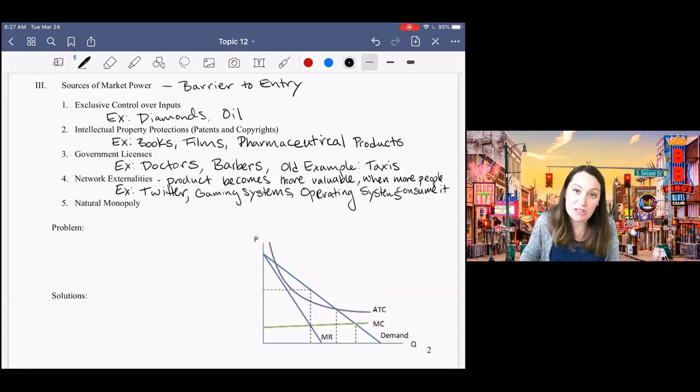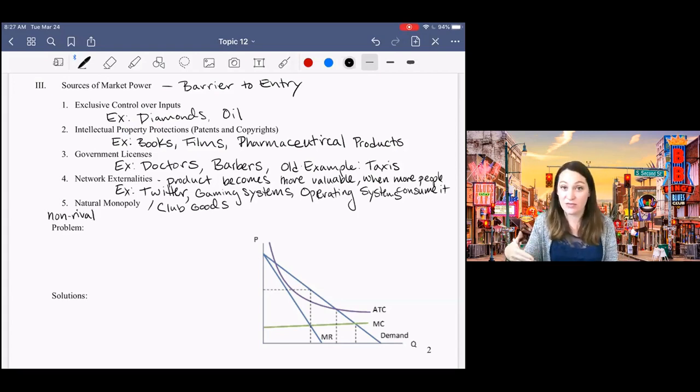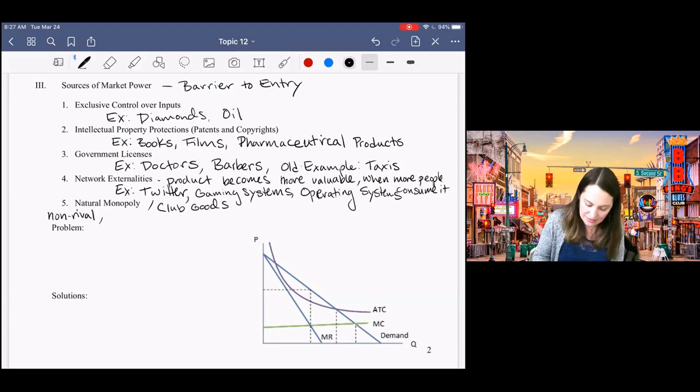The last one we're going to talk about a little bit more in depth, and that's natural monopoly. We have actually already talked a little bit about natural monopoly. We can also call that a club good when we talked about excludability and rivalry. So here we have a good that is fairly non-rival. The cost of one individual's consumption is very low, and it's excludable. We can charge for it.